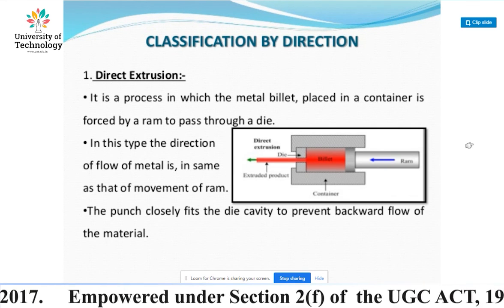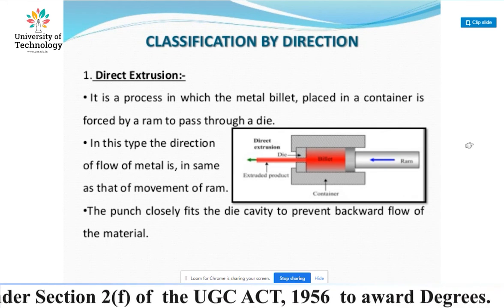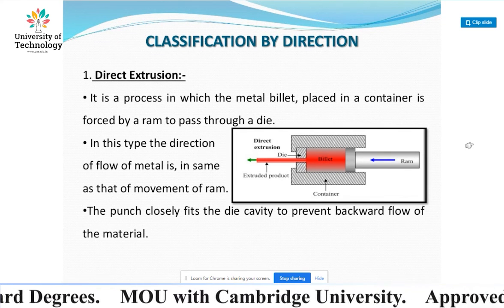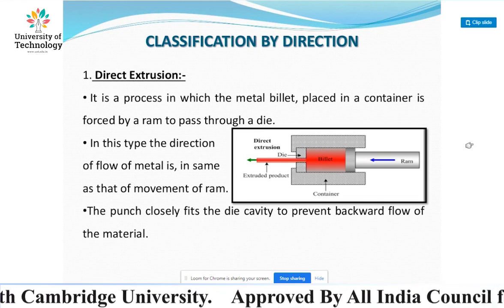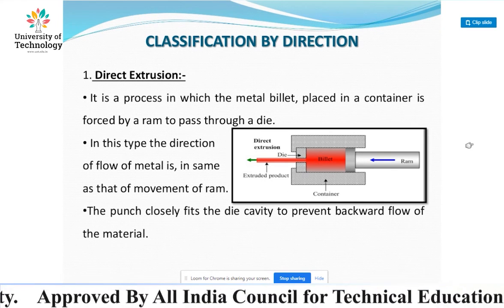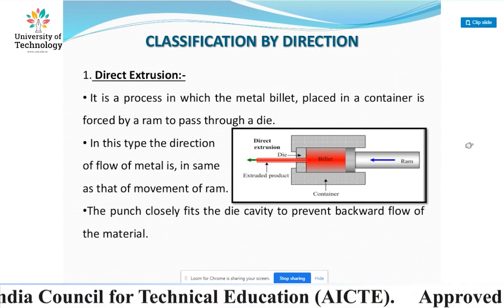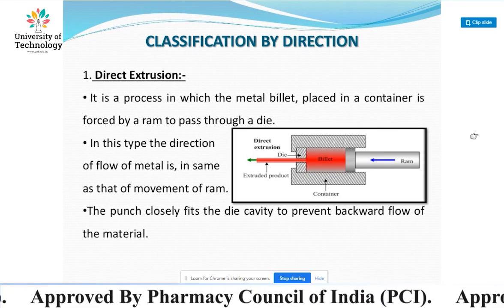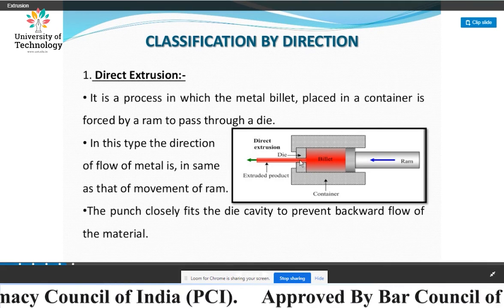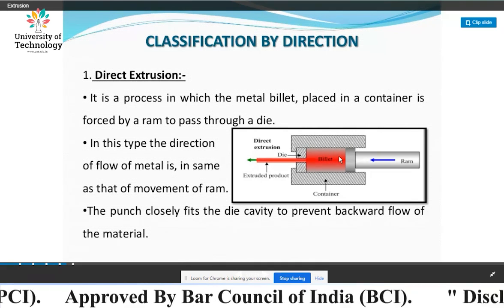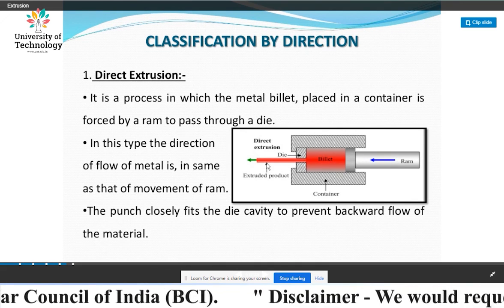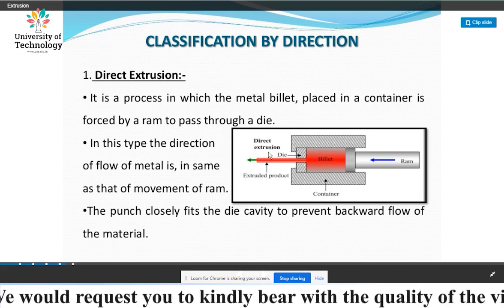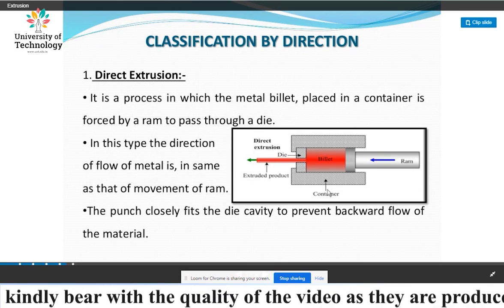The first one is classification by direction. According to this, direct extrusion is a process in which the metal billet placed in a container is forced by a ram to pass through the die, as shown in the figure. In direct extrusion, that is the billet, that is the ram, that is the extruded product from the die, and that is the container.